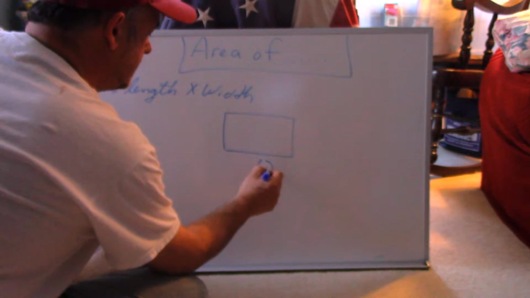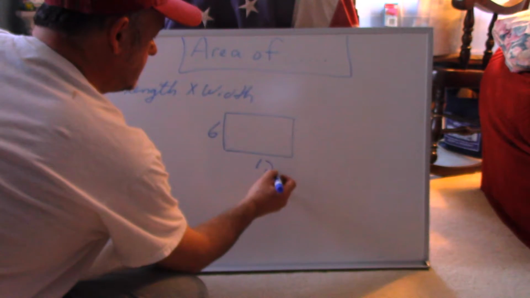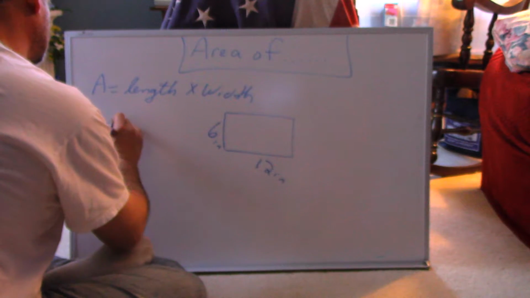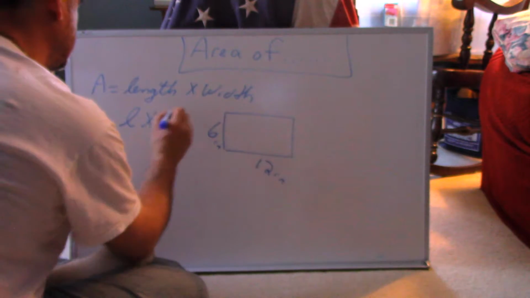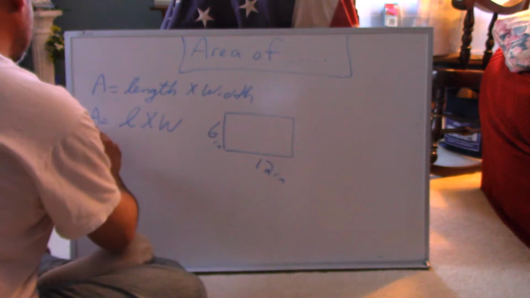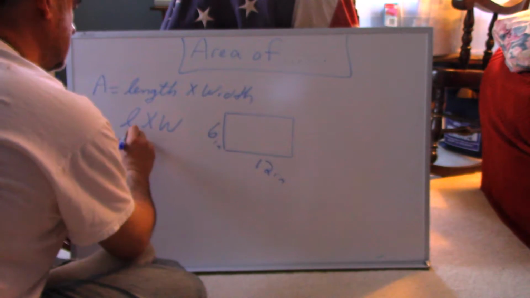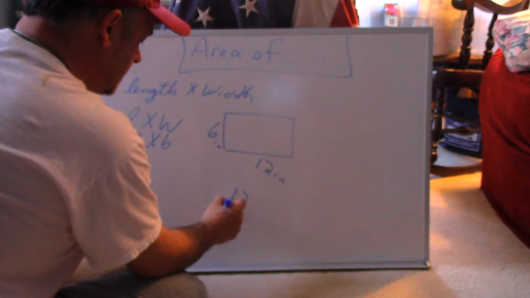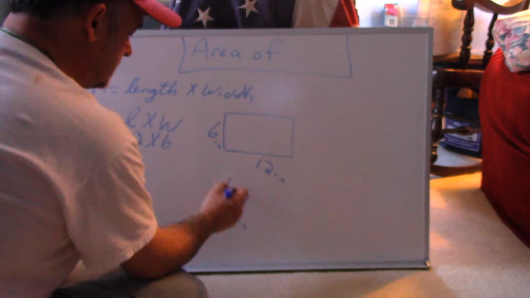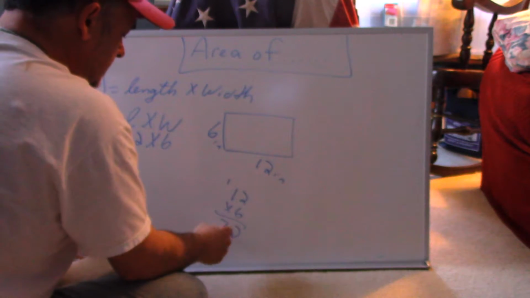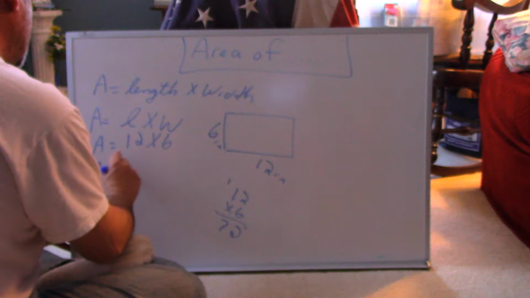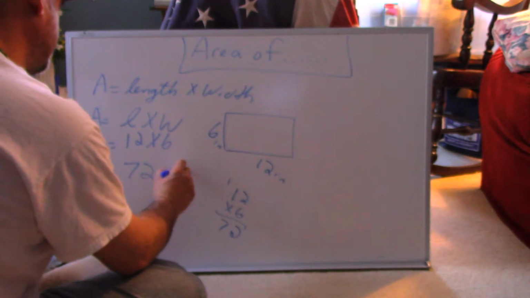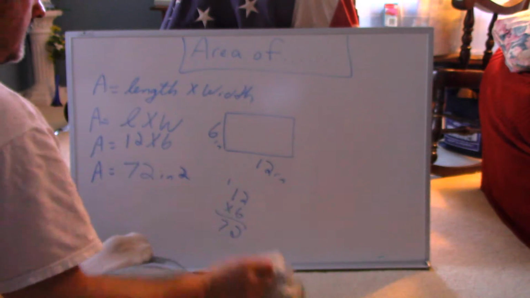So let's say I had 12 times 6, we'll say it's inches, and we would go area equals length times width, and then we would just do area equals 12 times 6. Alright, and then I just go 12 times 6. 6 times 2 is 12. 6 times 1 is 6 plus 1 is 7. So then it will be area equals 72 inches. And again, we have to put squared. Okay? So this is easy.